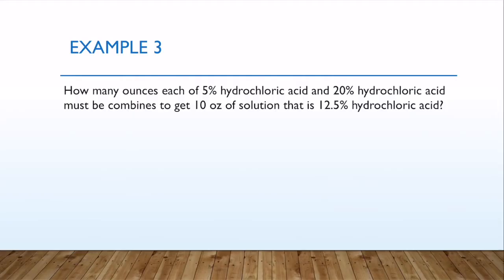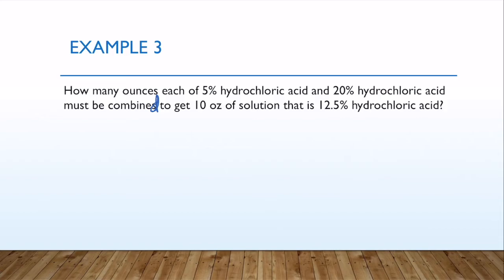For our last example, this is a chemistry application problem. How many ounces of each of 5% hydrochloric acid and 20% hydrochloric acid must be combined to get 10 ounces of solution that's 12.5% hydrochloric acid? So when you see a problem that's chemistry based or interest based or involves a lot of percentages, that should really be a hint to you to use that table method we talked about in chapter 1.